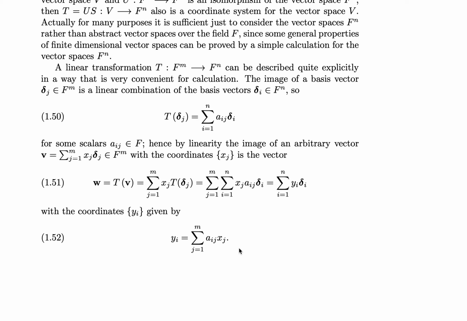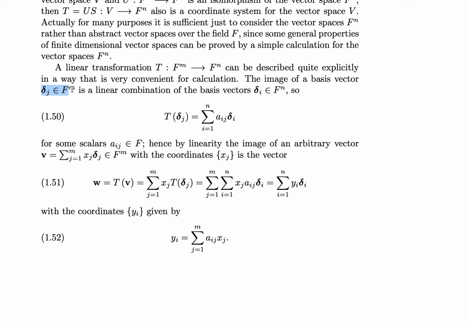Consider linear transformations between coordinate systems or just the natural representations of vector spaces over fields. And in particular, we're going to develop the idea of a matrix. So to do this, let's begin with the following. A linear transformation T from F^m to F^n can be described quite explicitly in a way that is very convenient for calculation. This will be the matrix.